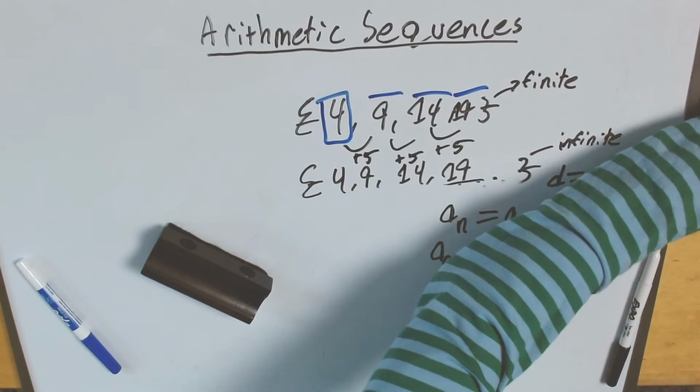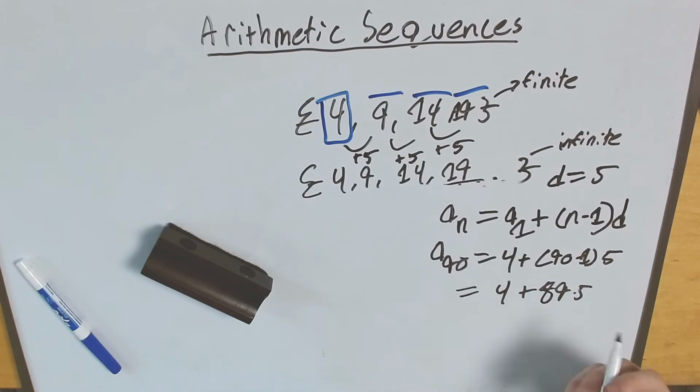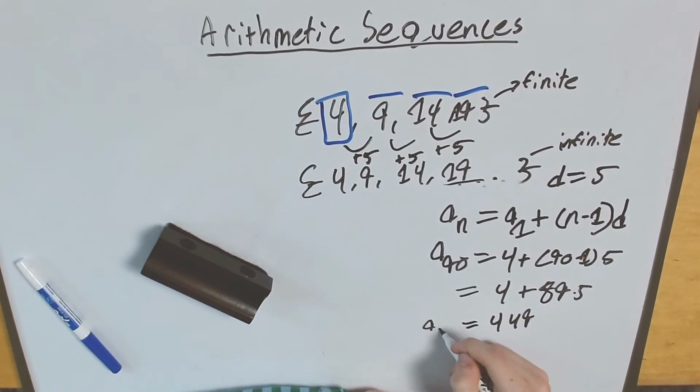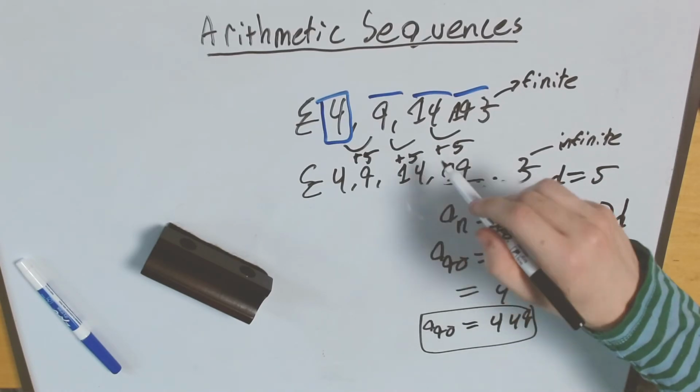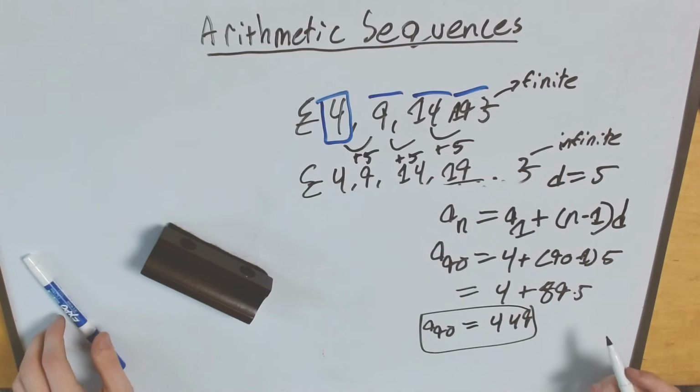If I were to do the math on that, I would have 449 as my answer. As you can see, that's really, really helpful to be able to use a formula like that to find out what the value of a given term is. Because if we were to sit here and write out all the times you've added 5 up until the 90th term, that would be a whole lot of work. But here, with this nice formula, we don't have to do that.